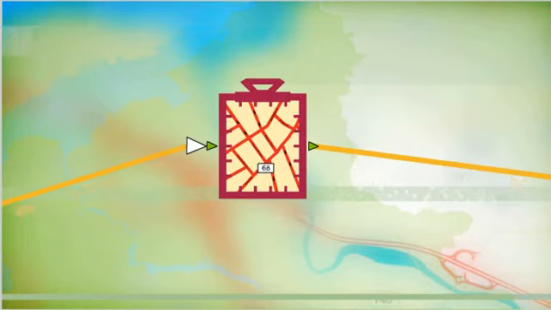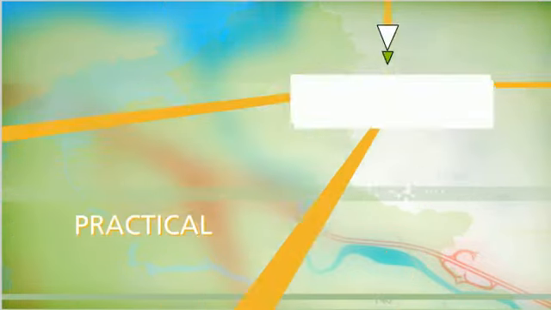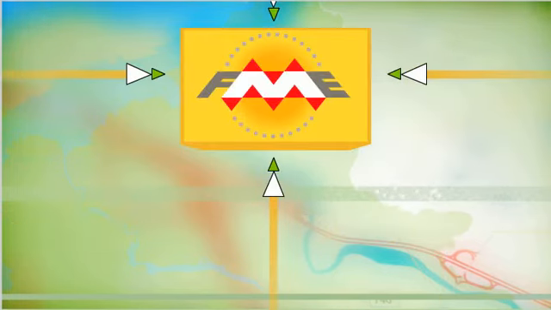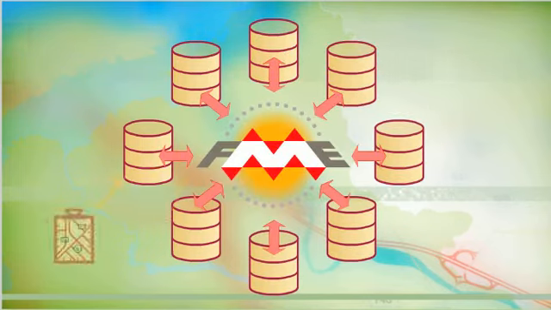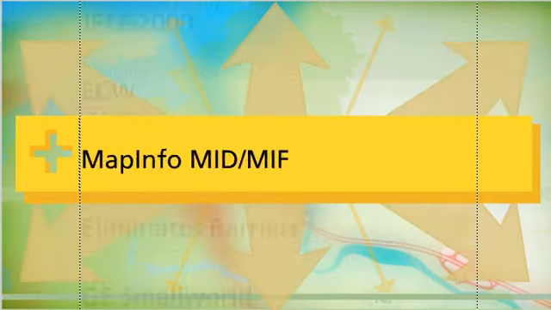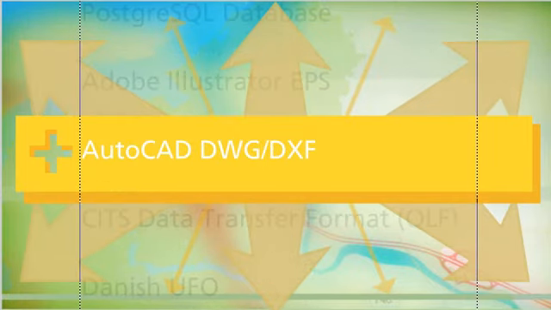As spatial data volume and complexity increases, so too does the need for technology that offers true interoperability. Practical, far-reaching, customizable, and independent of data format or model. Since 1993, Safe Software's Feature Manipulation Engine, or FME suite, has answered the call. As a complete data interoperability solution, FME eliminates barriers and enhances data sharing capabilities between diverse applications.